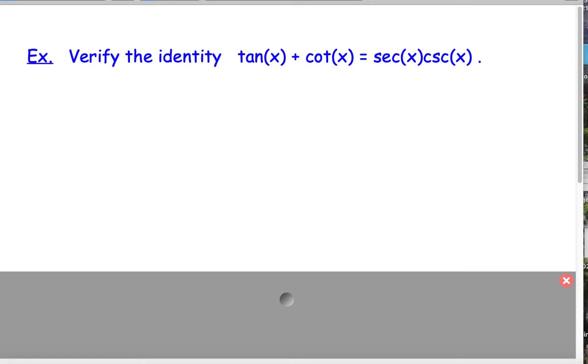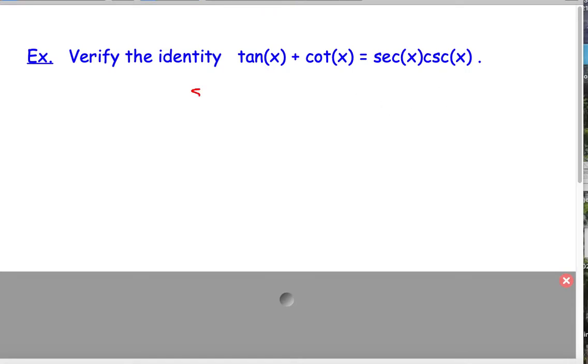Let's verify the identity tangent plus cotangent equals secant cosecant. Well, we look at this and we think, gosh, we have 4 different functions here. Somehow I'm going to need to make things look the same. So let's try that technique of putting things in terms of sines and cosines. And so let's take the left side, and by the way, you could work with either side. The left side though, because I'm thinking the secant is 1 over the cosine, and the cosecant is 1 over the sine. And that's pretty simple. So maybe I can put the left side in terms of sines and cosines to get that.